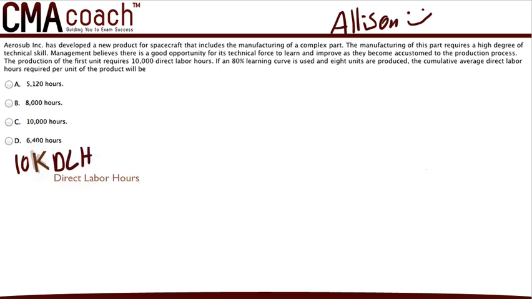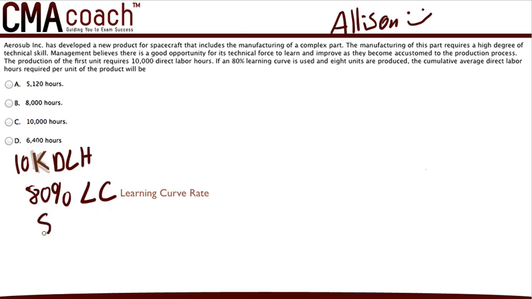Next, the next number or figure provided is the learning curve percentage of 80%. Is this important? Absolutely. Why? Because we're trying to calculate the average time per unit, and the learning curve percentage plays a big part in it. Okay, and the last number provided is that 8 units are produced, so a total of 8 units. So we need to come up with the cumulative average direct labor hours for those 8 units. So all those 3 numbers are good and we can use them. 10,000 hours, 80% learning curve, and 8 units produced in total.